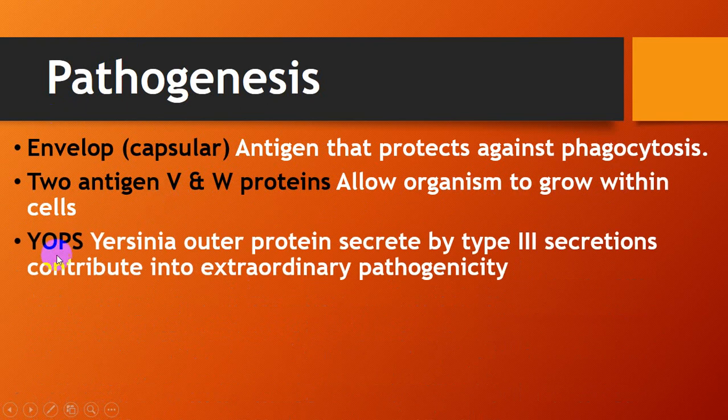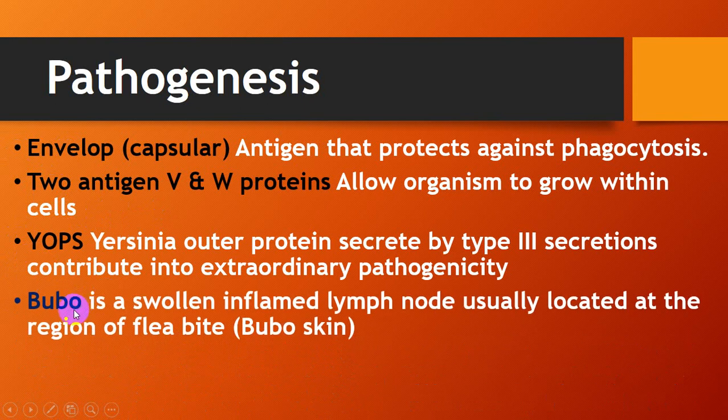The third virulence factor is the YOPs. What is meant by YOPs? YOPs means Yersinia outer proteins, secreted by the type 3 secretion system, and they are involved in the extraordinary pathogenesis. So three virulence factors are involved in Yersinia pestis, and all the diseases occur due to this pathogenesis and these virulence factors. So bubo is formed.